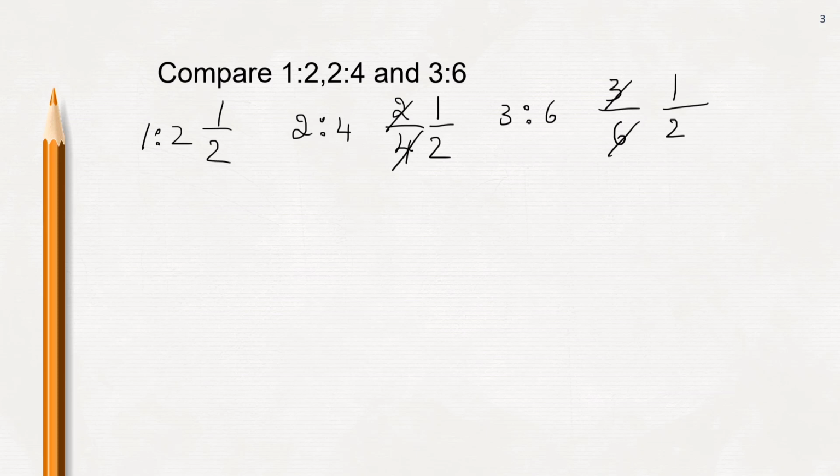So here all fractions when reduced have the same lowest term. Therefore they are all equivalent fractions. That means 1 is to 2 is equivalent to 2 is to 4. 2 is to 4 is equivalent to 3 is to 6.